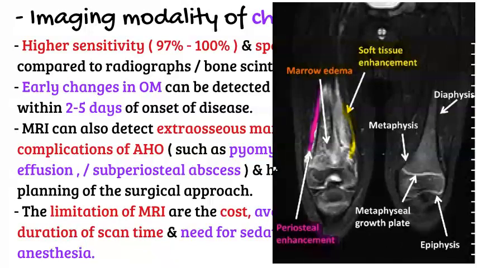This MRI shows periosteal enhancement, marrow edema, and soft tissue enhancement that would suggest acute hematogenous osteomyelitis.